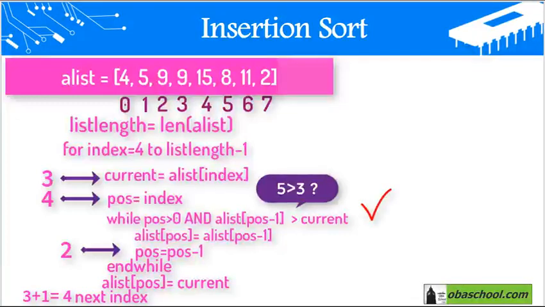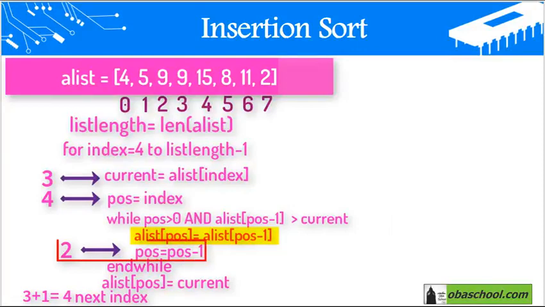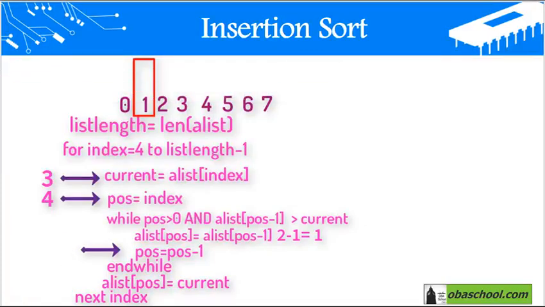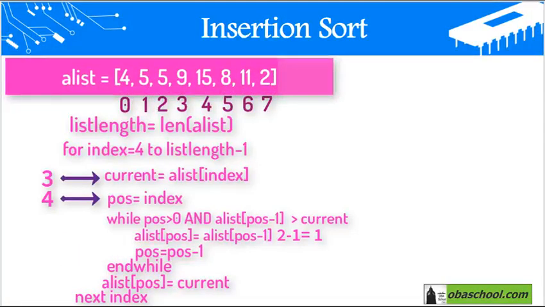So we will put in a list pose, that is 2, the value found in a list pose minus 1. That is 2 minus 1 equals 1, which is value 5. That will be on index 2. Then we will continue with pose equal pose minus 1, that is 2 minus 1, it's equal to 1.